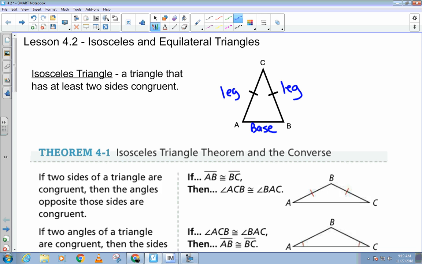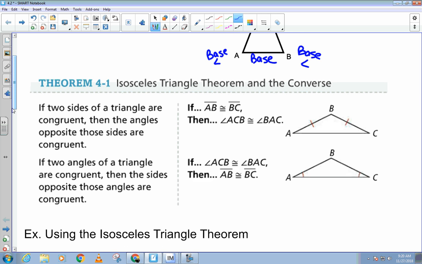The angle in between the 2 legs is called the vertex angle. And then the angles on either side of the base are called base angles. Okay, so those are the parts of an isosceles triangle. And we have 2 theorems that we want to talk about: the isosceles triangle theorem and the converse of the isosceles triangle theorem. They kind of work back and forth with each other.